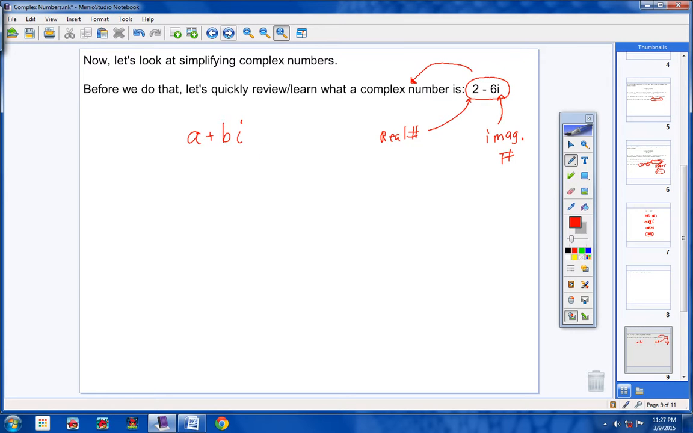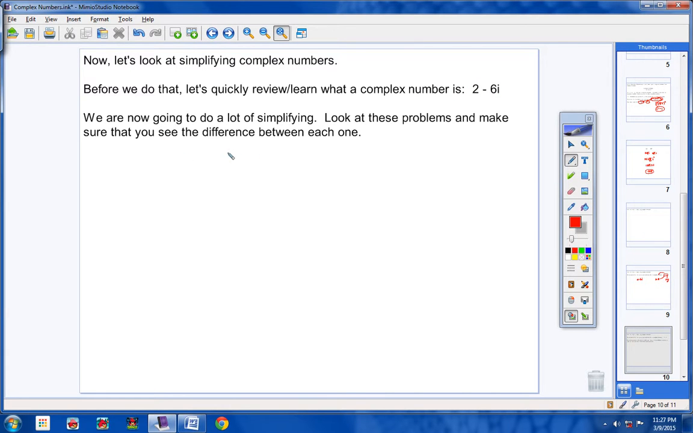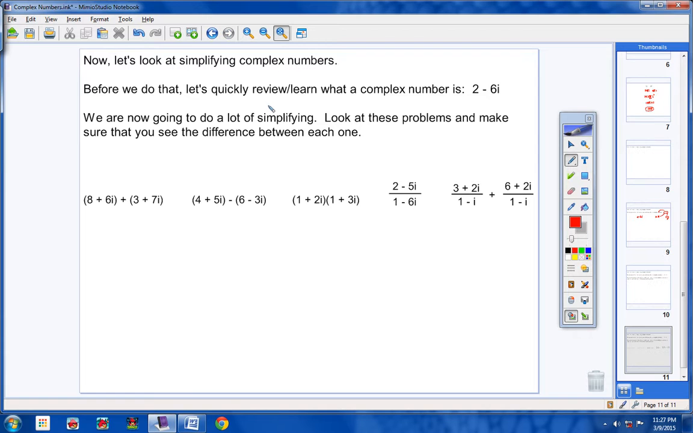Wanted to quickly review that. Now, we're going to do a lot of simplifying. Look at these problems and make sure that you see the difference between each one. And then we're going to simplify them, okay? Here they are. Because every one is done differently. So you should be able to see the difference. Here we're adding two complex numbers. Here we're subtracting two complex numbers.